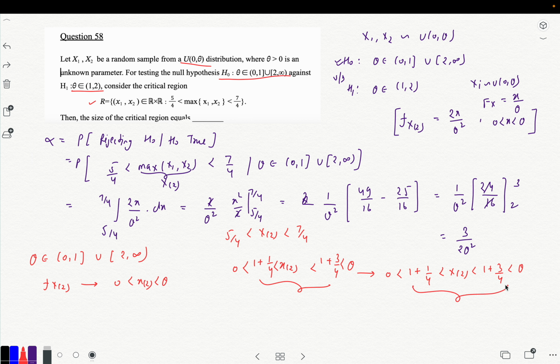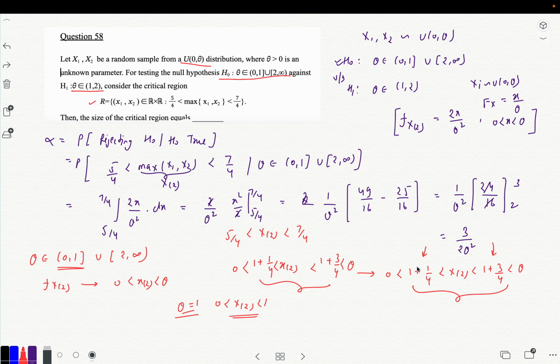Now see our theta. Theta is in the union with (0, 1]. Now there is a closed interval on the 1, so 1 is included. Let's say I put theta equal to 1, then what will happen? Then 5 by 4 and 7 by 4 are not in the interval, because 0 less than x2 less than 1, but these values are greater than 1.